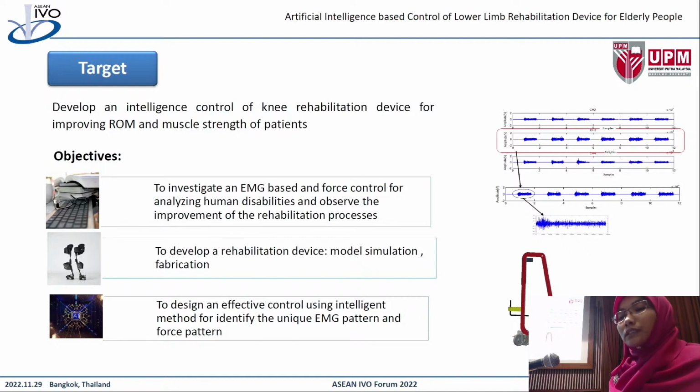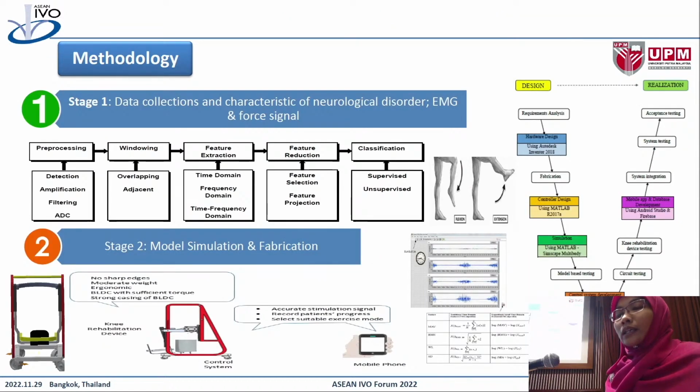So the first objective is to investigate an EMG-based and force control for analyzing human disability and observe the improvement of the rehabilitation processes. And then to develop a rehabilitation device, this one we have done. And then to design an effective control using an intelligent method to identify the unique EMG pattern and also the force pattern. So this is ongoing, okay.